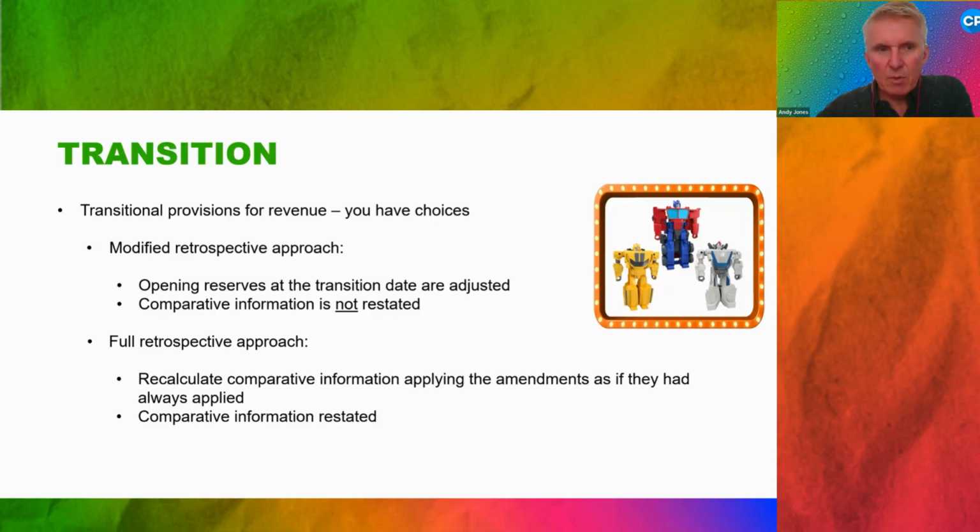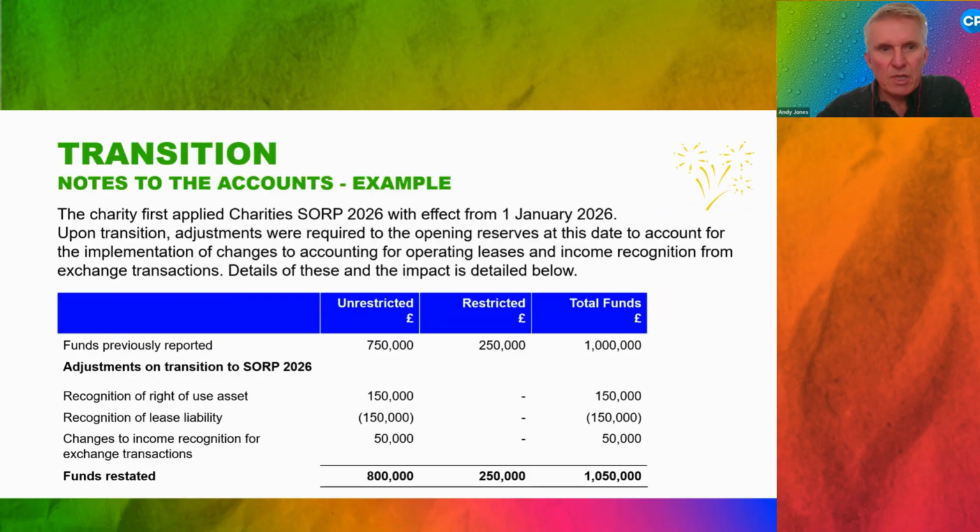So as an example here, here's a charity that's applied the SORP from 1st of January. What you've got here would be your funds section of your accounts. It's showing your funds as previously reported, split between your unrestricted and restricted funds. You then have your transition adjustments from the SORP. So you'd have the recognition of your right of use asset of £150,000. This is a nice basic lease, so the recognition of the lease liability is also £150,000.